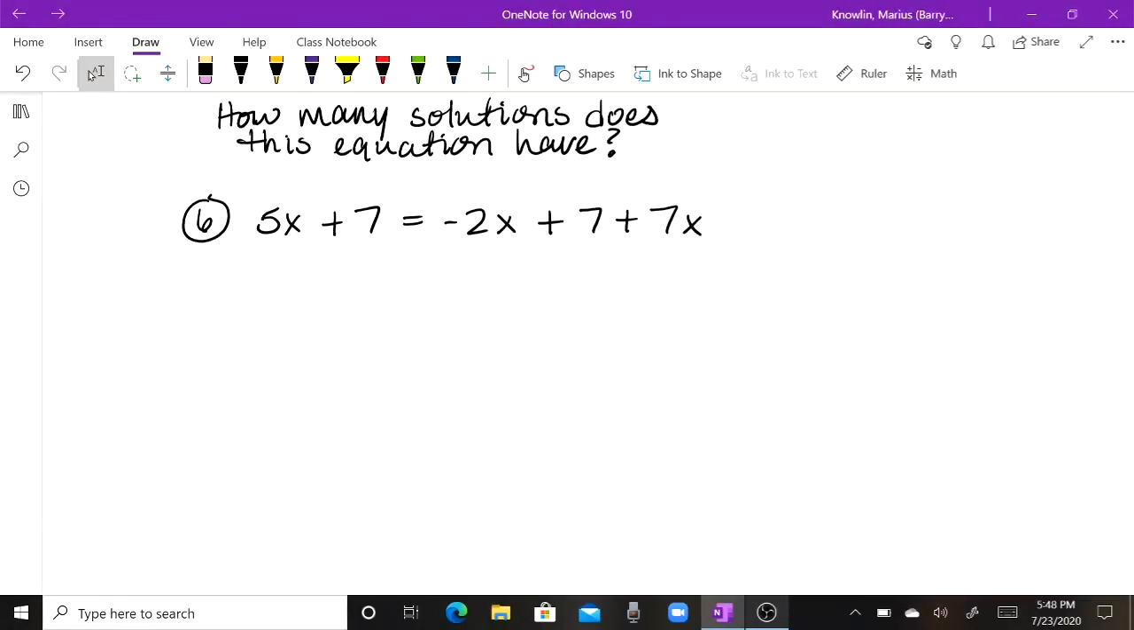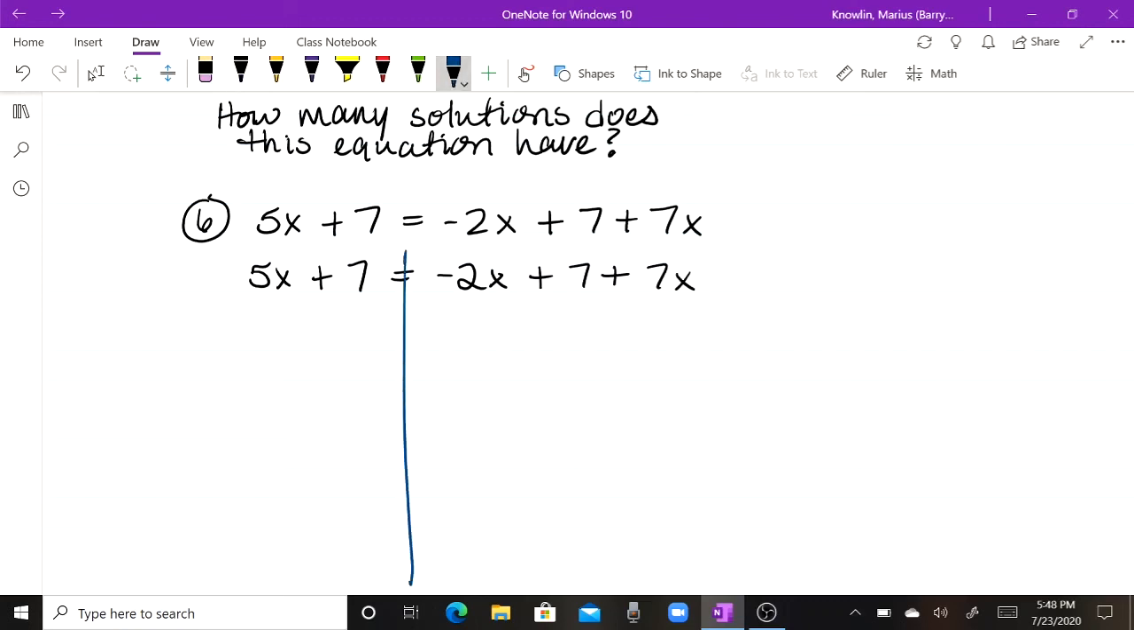We'll look at one last problem, and that'll conclude today's lesson. So we're still trying to figure out how many solutions it has. So once again, we're going to start off by rewriting our problem. And then on the right side, after we divide it into two parts, we're going to combine our like terms. Negative 2x, positive 7x. That's going to give us a grand total of positive 5x, and we bring down the positive 7. And on the left side, we're still going to have 5x plus 7.